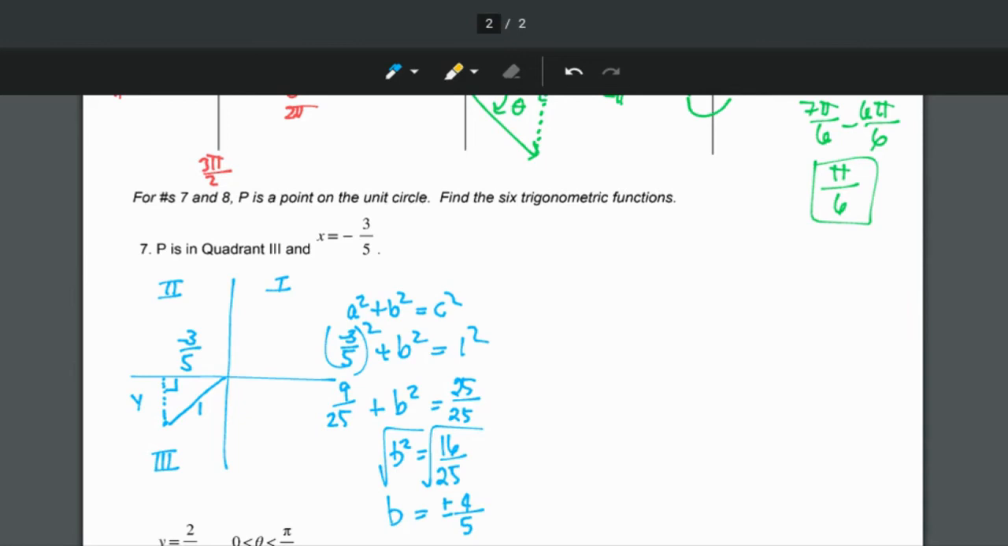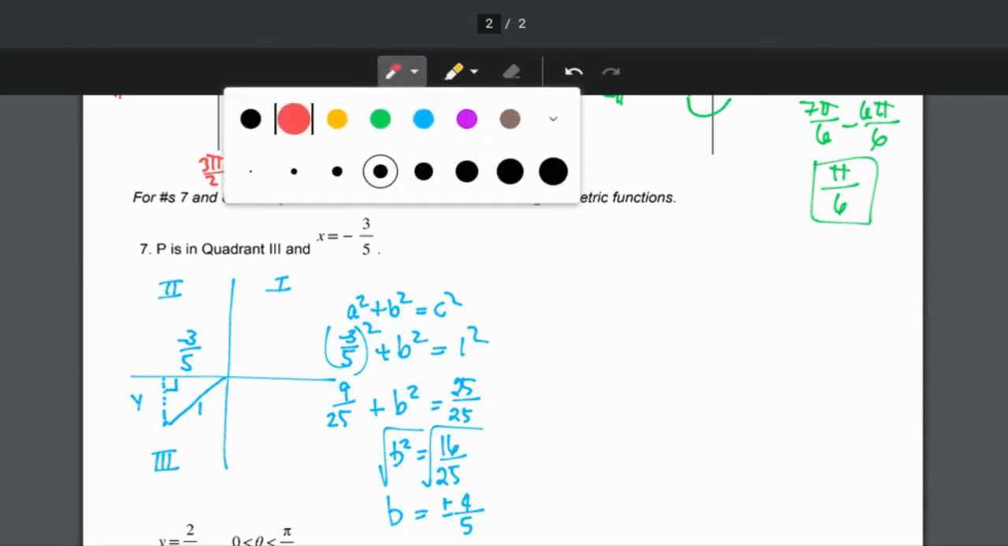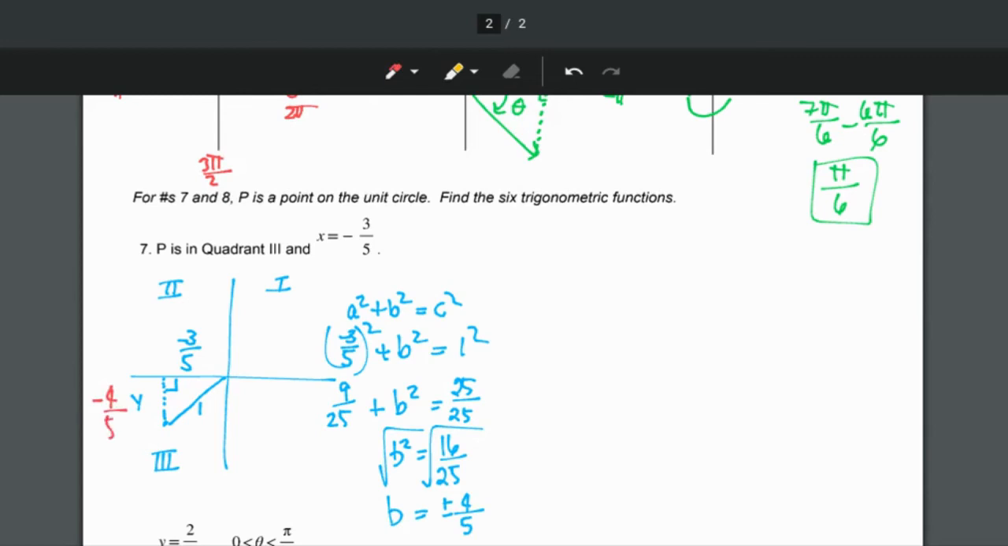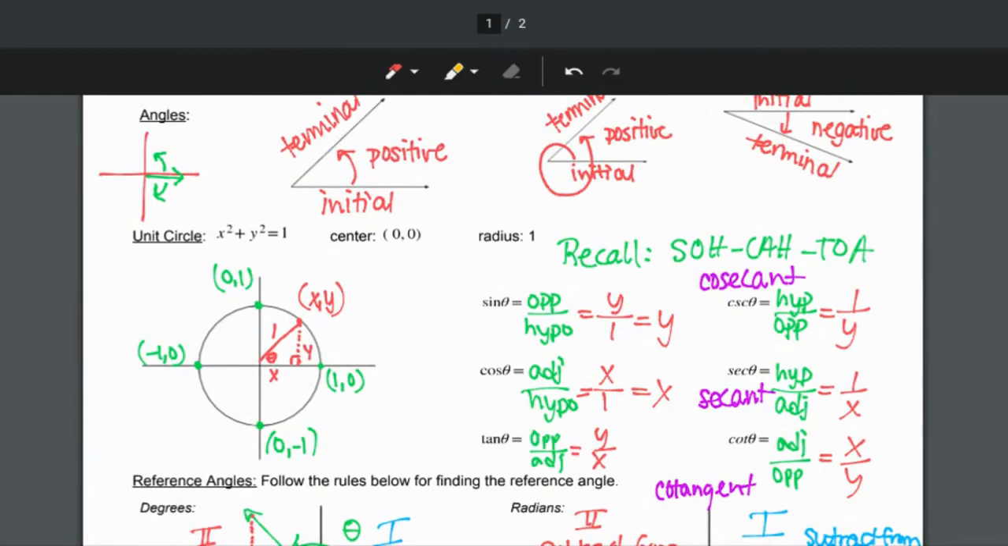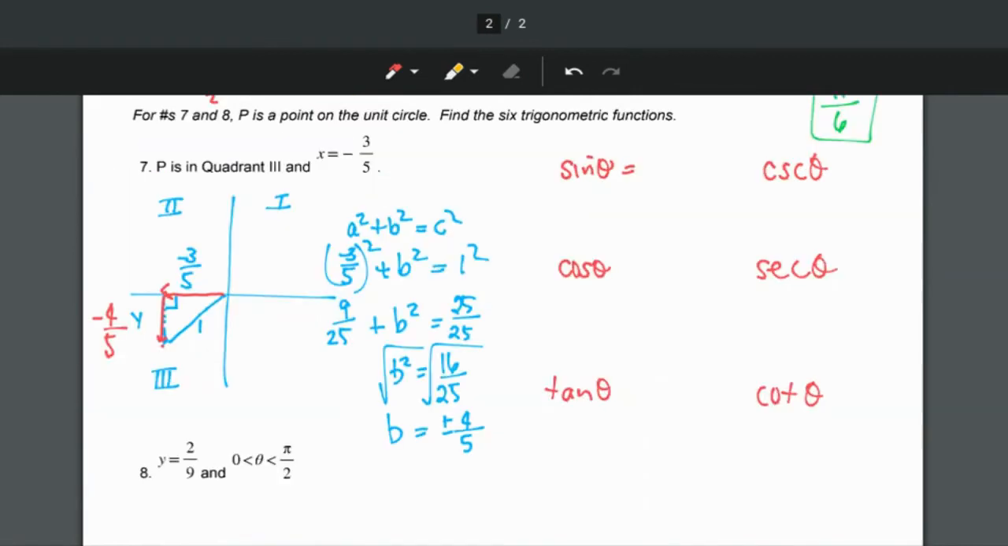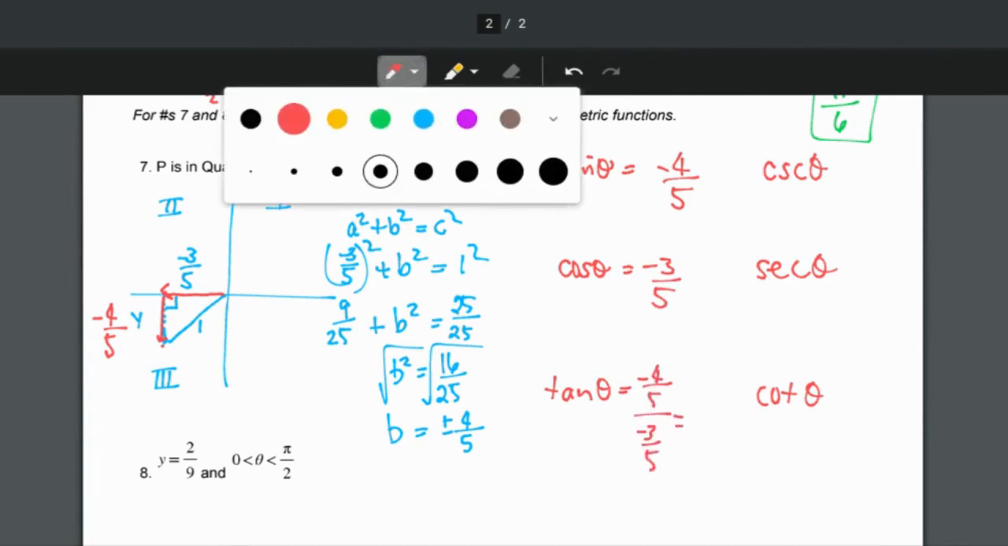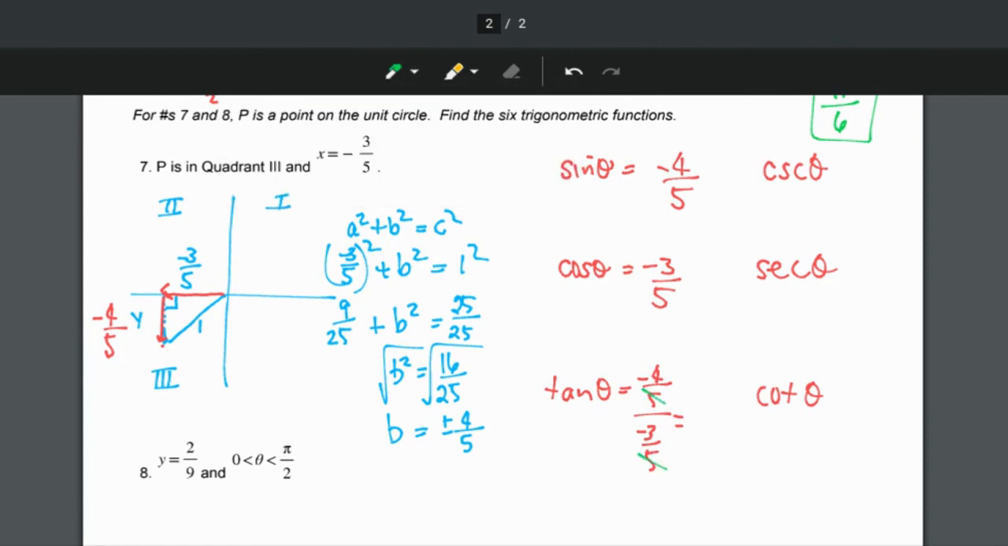Now, since I'm in the third quadrant and I have to go in a negative direction, this would be -4/5. Now, to find our 6 trig ratios, we're going to recall this chart from the front side, where we know that sine is equal to y/1, cosine is x/1, and tangent is y/x. So sine should be your y coordinate, which is -4/5. Cosine is equal to -3/5. And tangent is equal to y/x, which is -4/5 over -3/5. Since we have this complex fraction, we can cancel out our denominators, and we get 4/3.